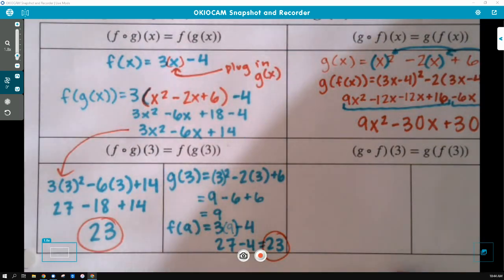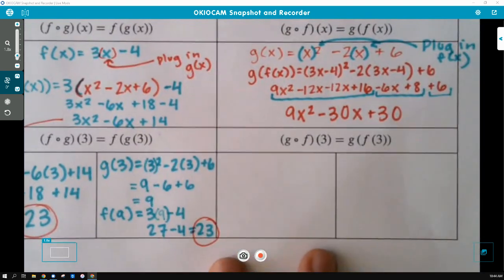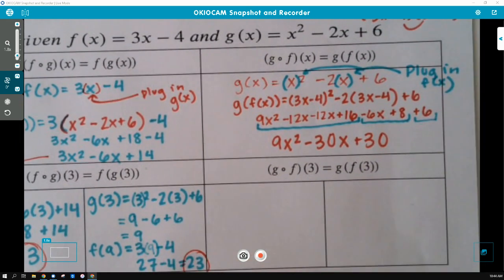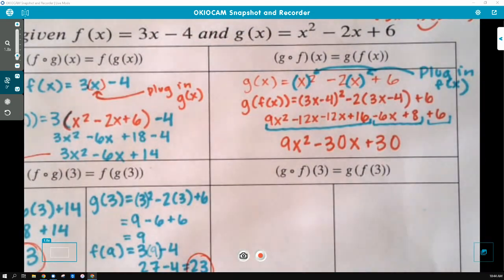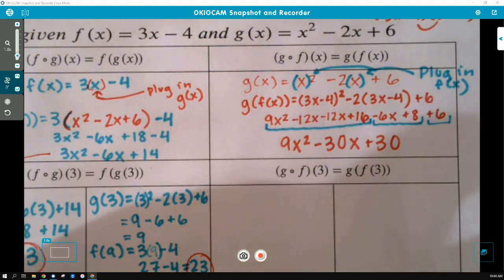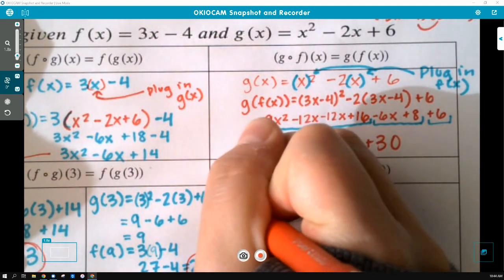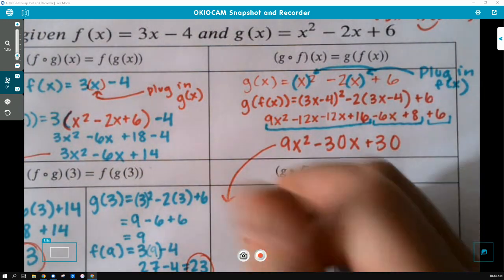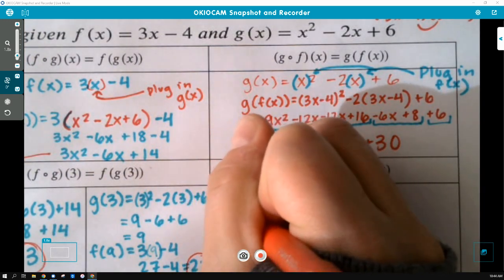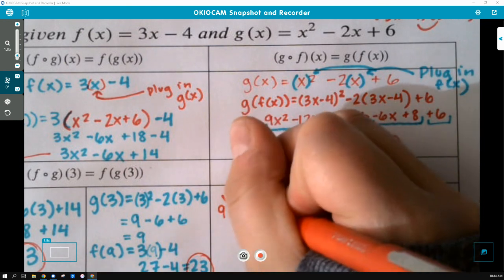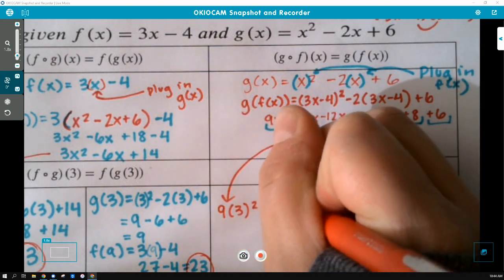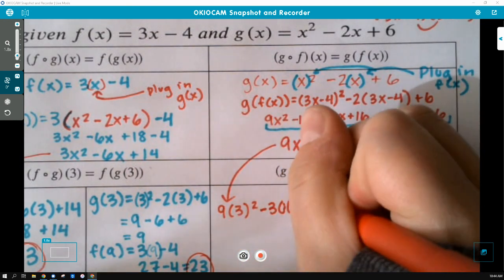All right, last one. g of f of 3. So again, we've got two options. We can take this problem that we've already done, just plug in 3. So that would be 9 times 3 squared, minus 30 times 3, plus 30.